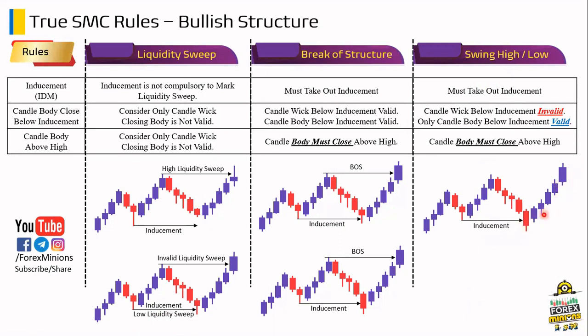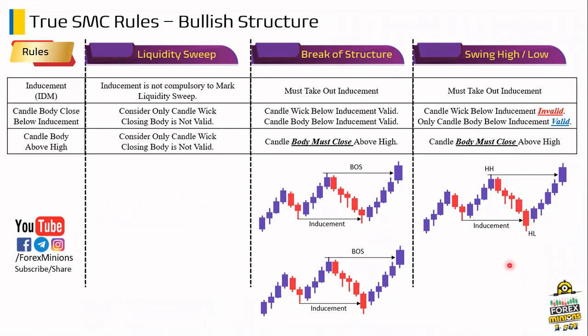Here, price created a new high, and note the candle reaction above the previous high. The candle body closed above the previous high, and the candle body also closed below the inducement. So, as per the above mentioned three rules, inducement taken out, candle body closed below it, and candle body closing above the previous high, these are our valid swing highs and swing lows.